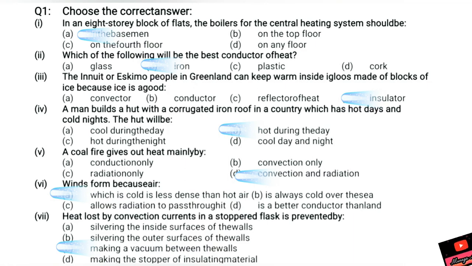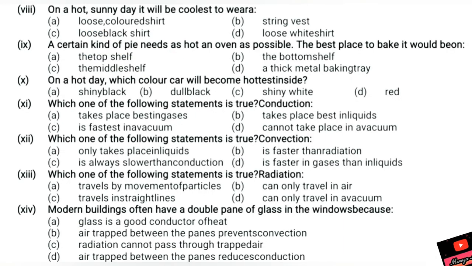You can stop this video and mark your MCQs. These are the correct answers. This will help you. Now we will go to the 7th one. On a hot sunny day, it will be coolest to wear a loose white shirt. Okay, this is the correct answer. Ninth is, a certain kind of pie needs as hot an oven as possible, where is the top shelf? Okay, the best place to bake it will be the top shelf.